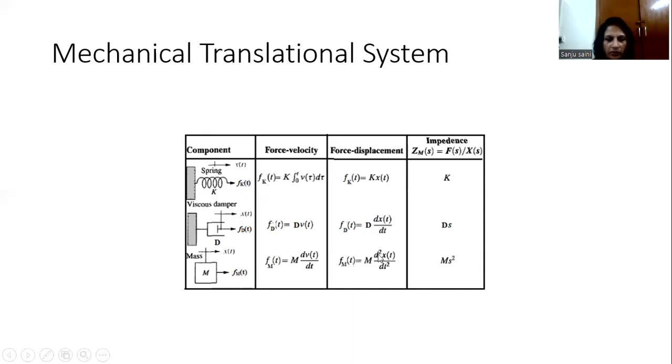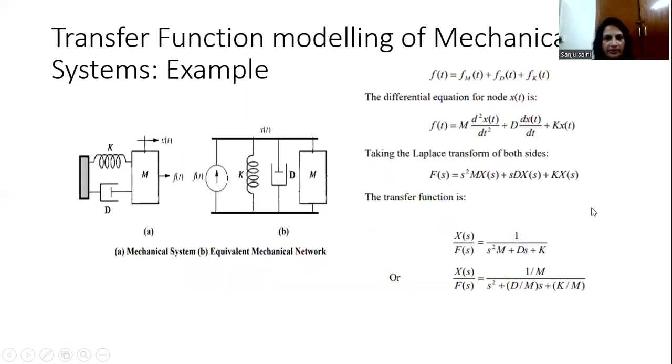So this is equal to m into d²x(t)/dt², where x(t) is representing the displacement, v(t) is representing the velocity, and that second derivative of x(t) is representing the acceleration. So whenever we apply a force to a system containing these three elements, spring, viscous damper, and mass, it will be opposed by this. This is the spring force. Then this is the opposing force by the damper. This is the opposing force due to the inertia. So this is the mechanical translational system.